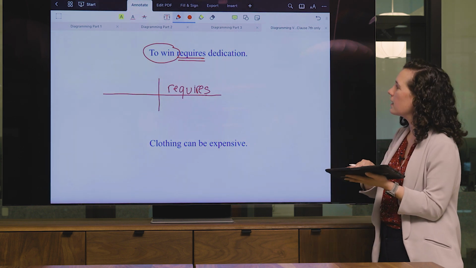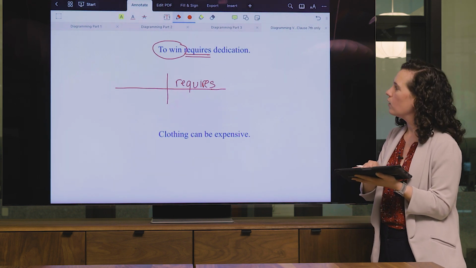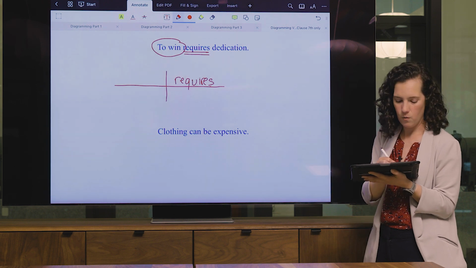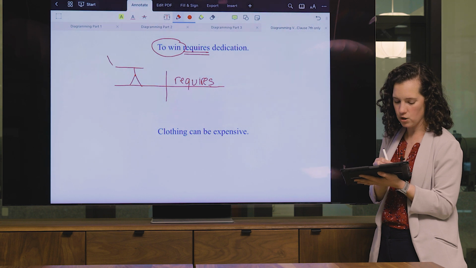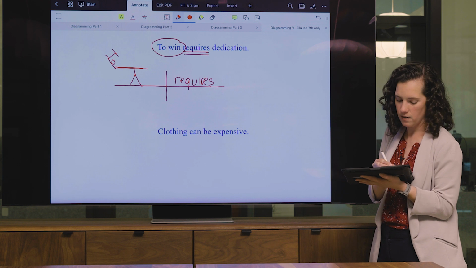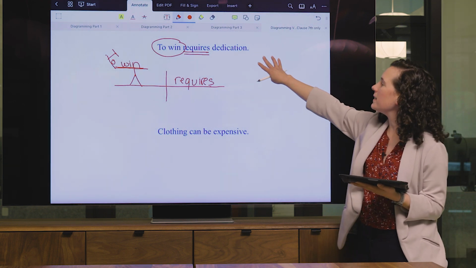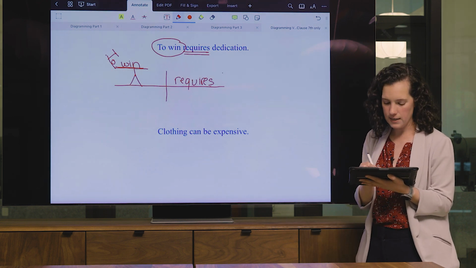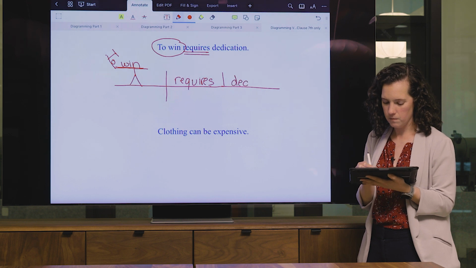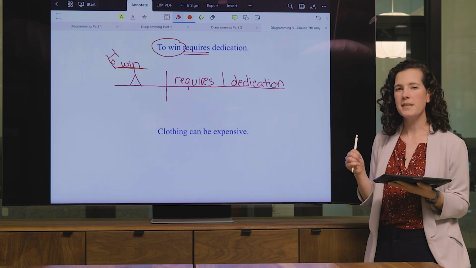But in this case, instead of this gerund that has an ing ending, we have an infinitive, which has to at the beginning. We still have our stilt shape, but now we do a prepositional phrase shape. To on the slanted line, win on the horizontal line. And then this word dedication would be our direct object. To win requires what? It requires dedication. Now let's look at one more sentence.